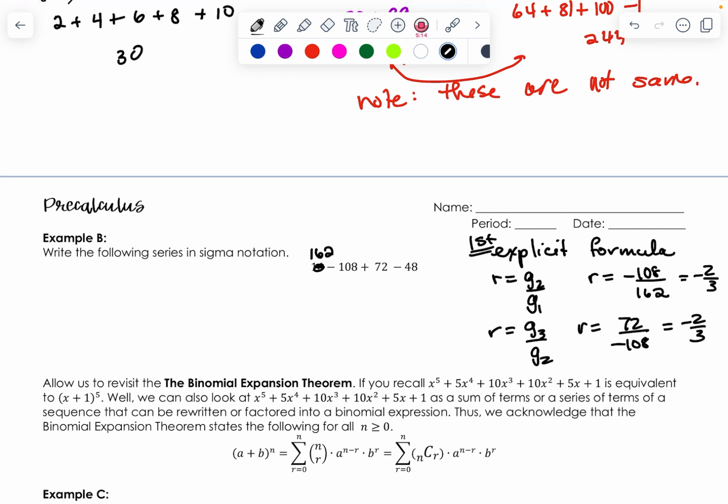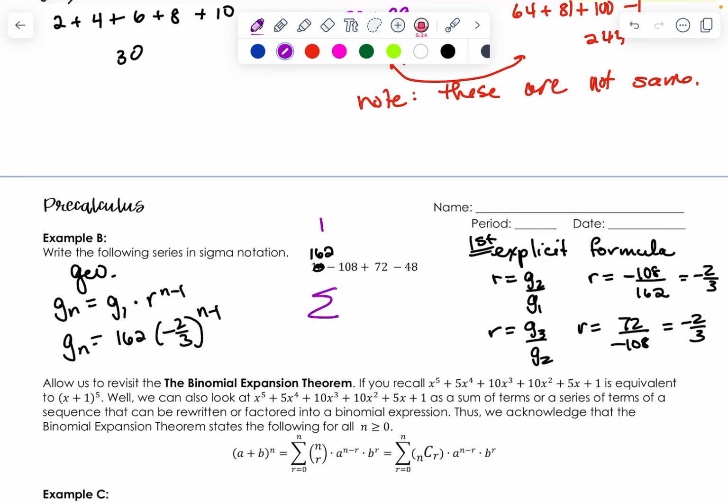So then this one is geometric. Then we're going to use G sub n equals G sub 1 times r to the n minus 1. So my G sub n is 162 times negative 2/3 to the n minus 1. All right, so how many terms are there? There's 1, 2, 3, 4.